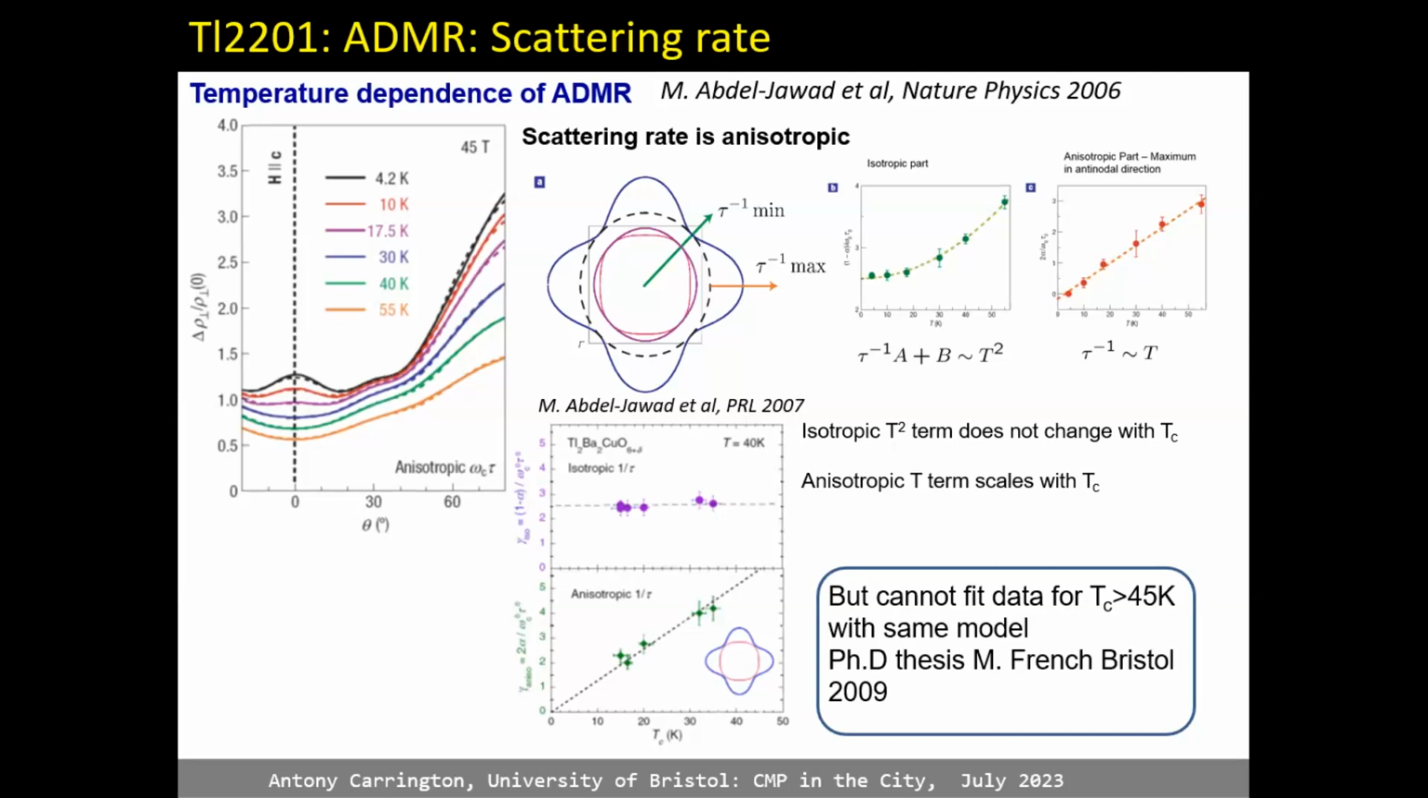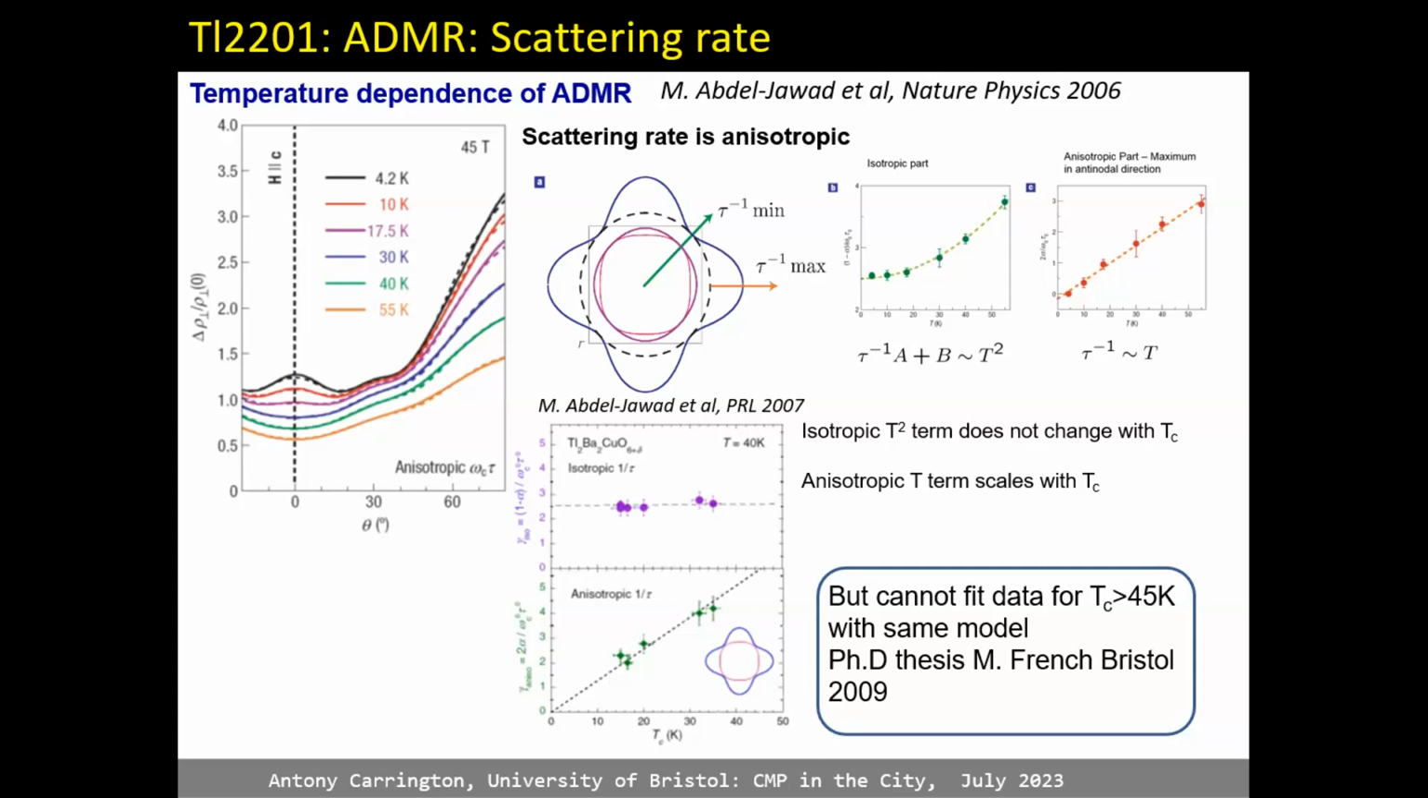What was necessary was to have an anisotropy where one part varies like t squared and another part varies linearly in t. So basically you have an isotropic part which varies like t squared, so that's everywhere the same, and then an anisotropic part which has got this kind of fourfold shape which varies linearly in t and is maximal along the antinodal direction.